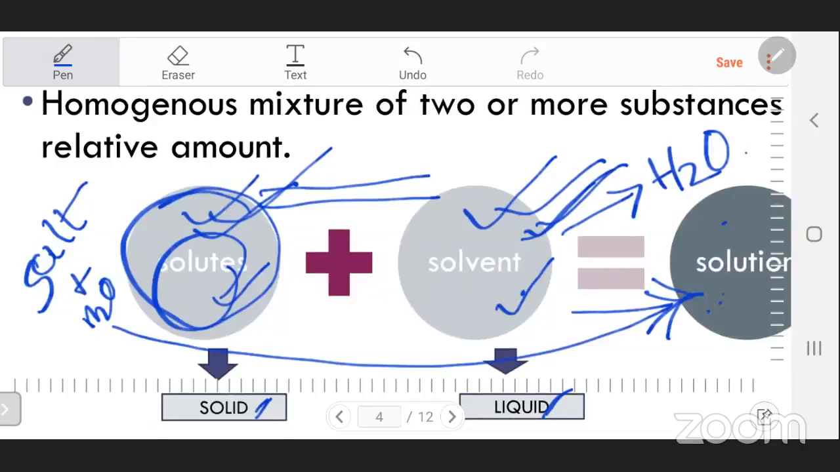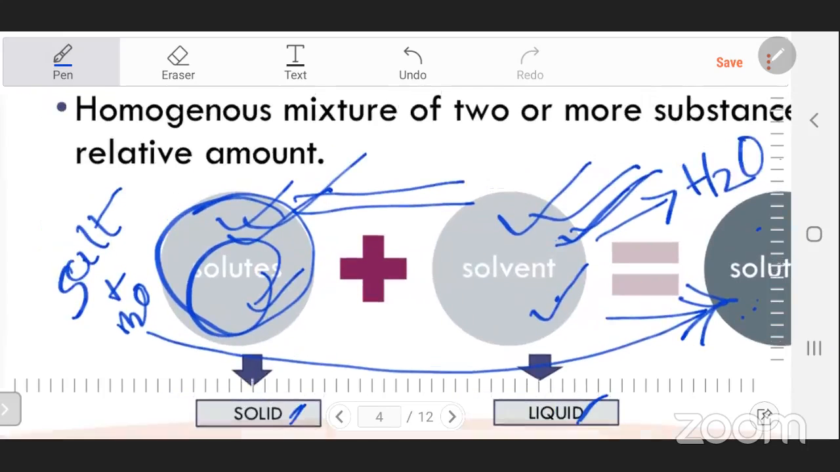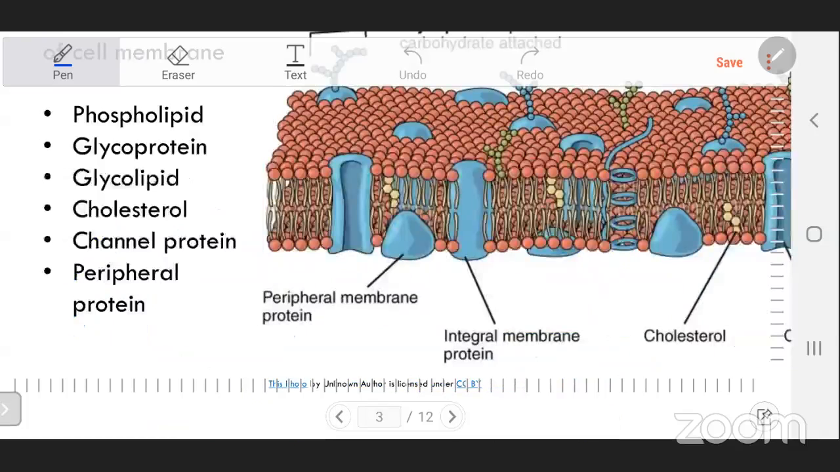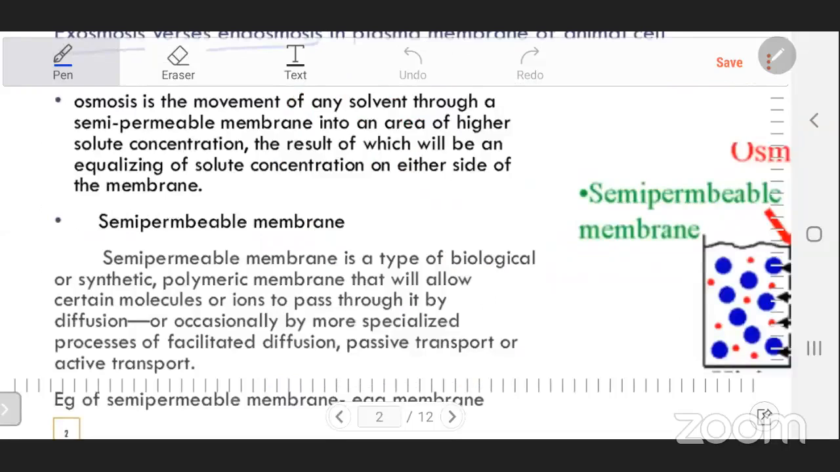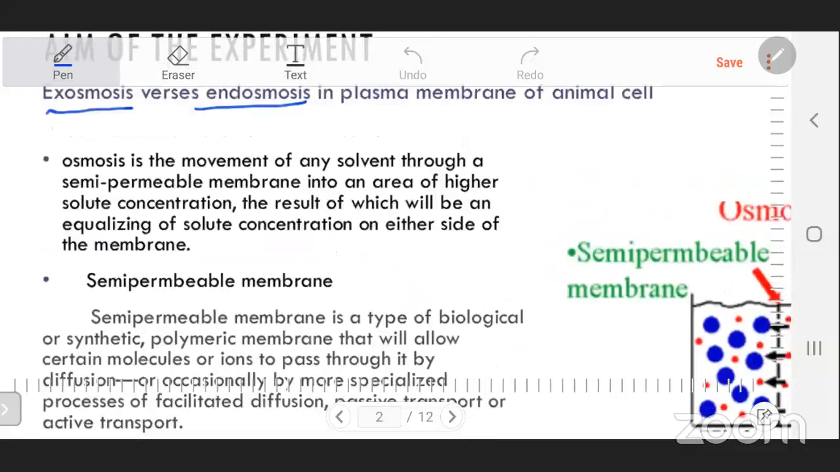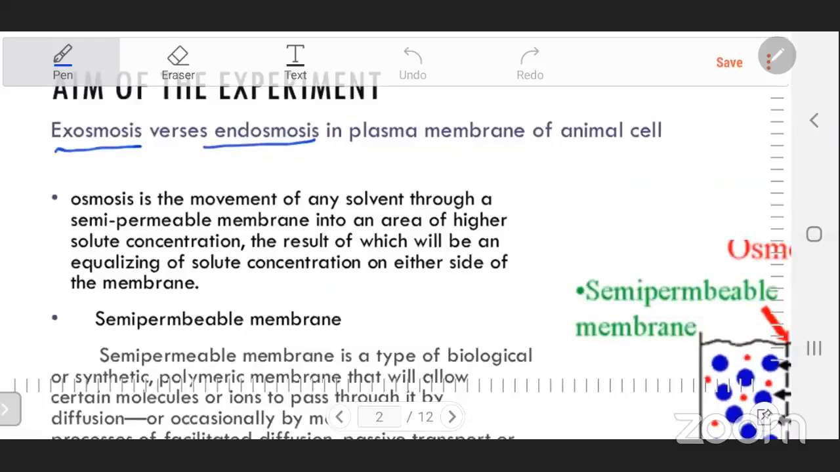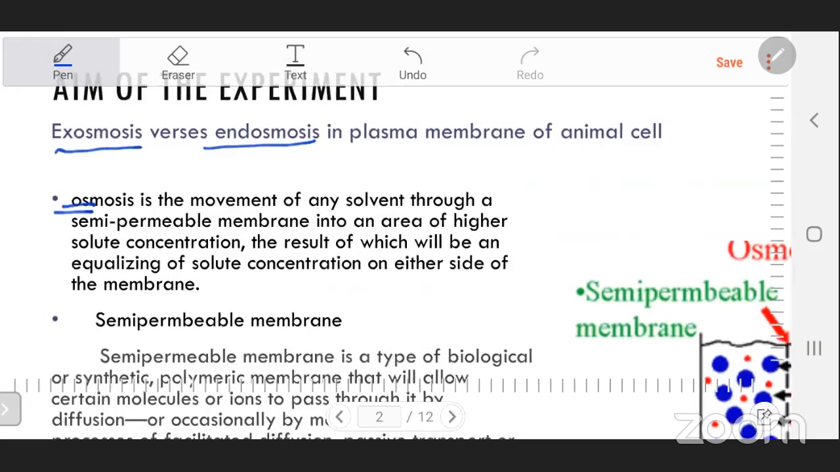Now I will go back to my first slide, which explains the main part of our whole presentation and experiment, that is osmosis. Osmosis is the movement of any solvent from a higher concentration of solvent to a lower concentration of solvent. Now I have explained what solvent is. Solvent is the liquid part of any solution.